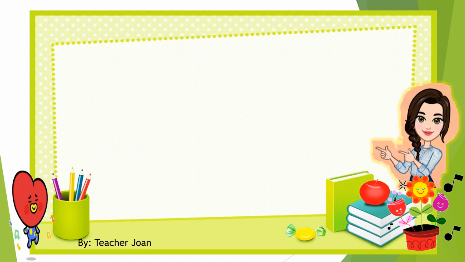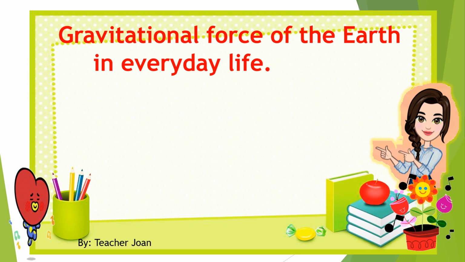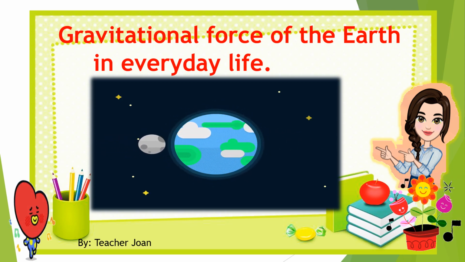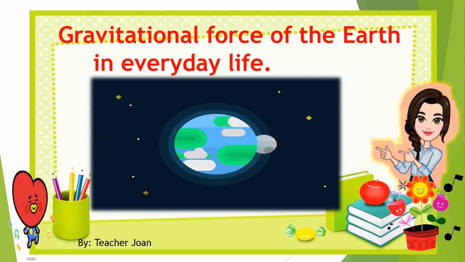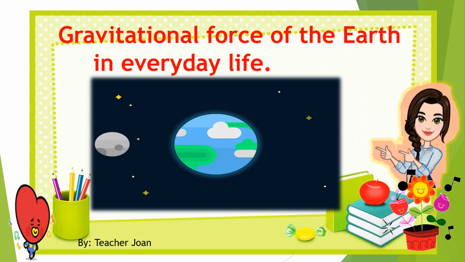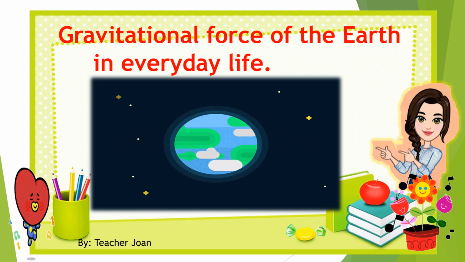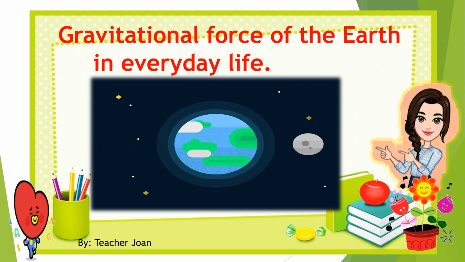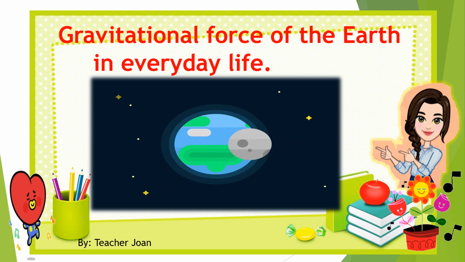We also have another example regarding gravitational force of the earth in everyday life. The best example for this is the earth and the moon. Earth's gravity comes from all its mass. All its mass makes a combined gravitational pull. But why doesn't the moon fall on the earth? The reason behind this is that the moon is never still, which means it constantly moves around the earth.